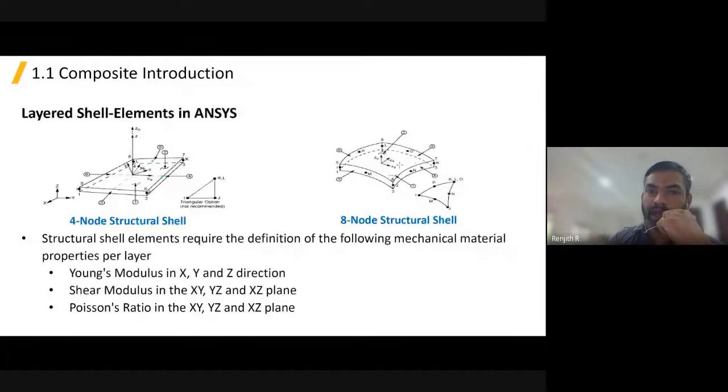And the inputs which we require for this shell element are Young's modulus in the x, y, z directions, shear modulus in the x-y, y-z and x-z planes, and Poisson's ratio in the x-y, y-z and x-z planes.